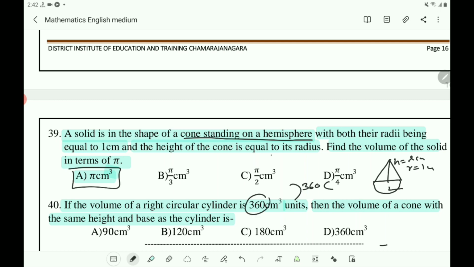360 divided by 3, you will get 120 cm cube. What is the answer? Option B. Option B is the answer. Note down the answer. Option B, 120 cm cube.